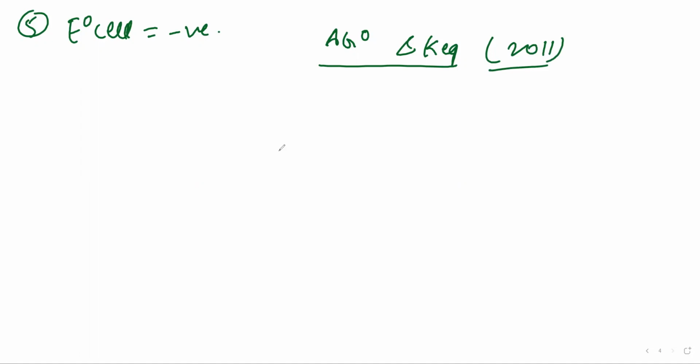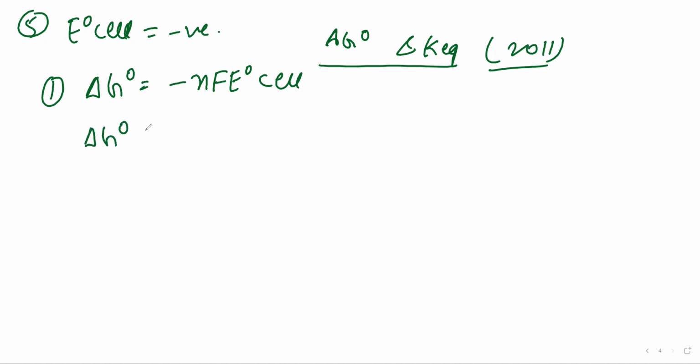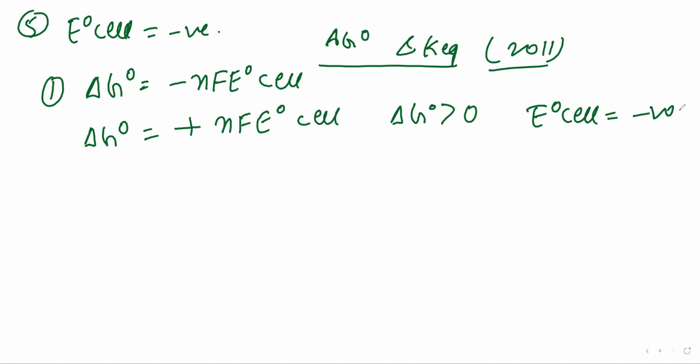So look at the fifth one explanation. So as we know the formula delta G naught is equal to minus NF E naught of cell. So it is given that E naught of cell is negative, right? So see here, if we put the value negative, delta G naught, then it will be plus NF E naught of cell. So it becomes positive. So delta G naught becomes positive, greater than 0 when E naught of cell is negative.